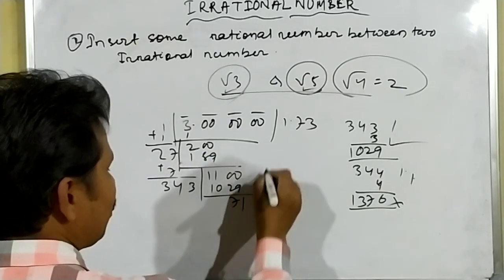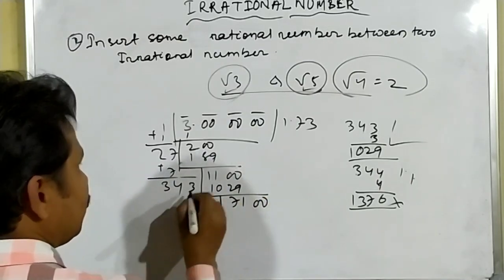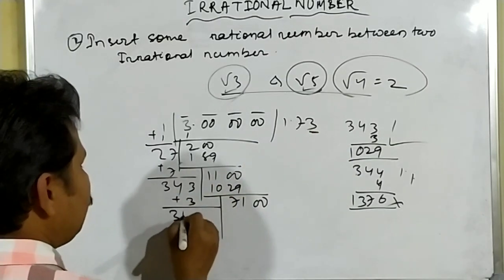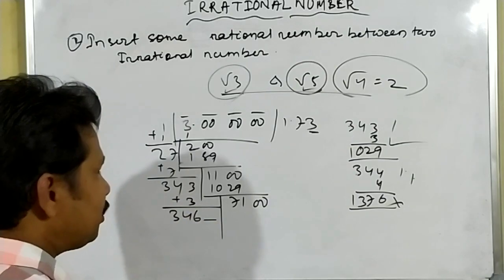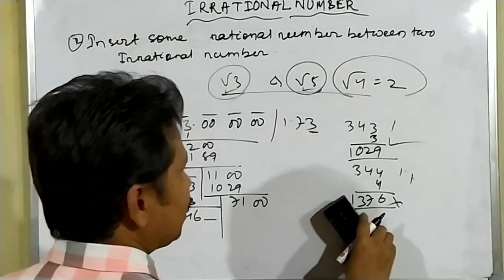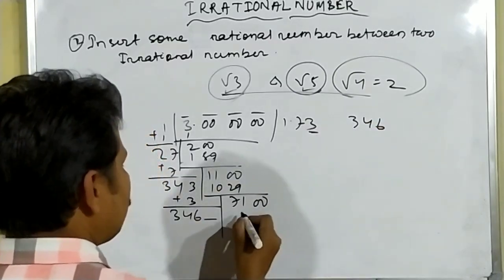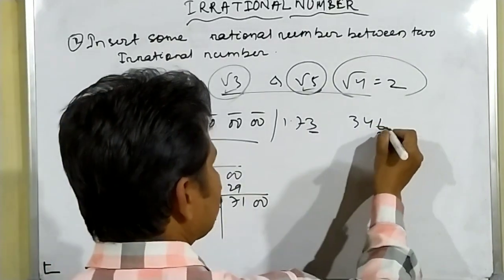71. So the remainder is 71. Again 20 will come here. Then we have written 3 here, so add it again with 3. So 3 4 6. Again we will write a number here and multiply that number with the same number. So then 346. Now we have to multiply with, suppose, 2.